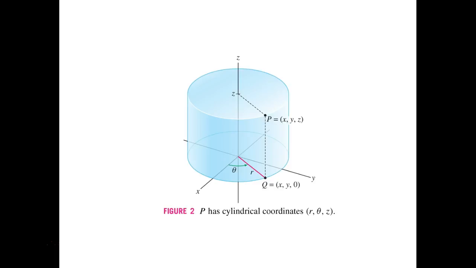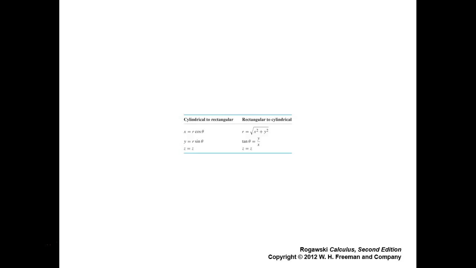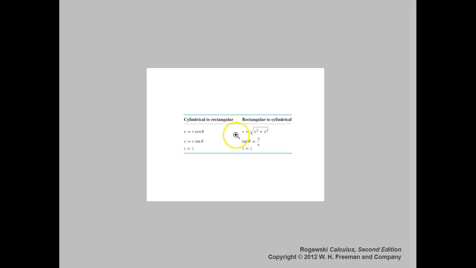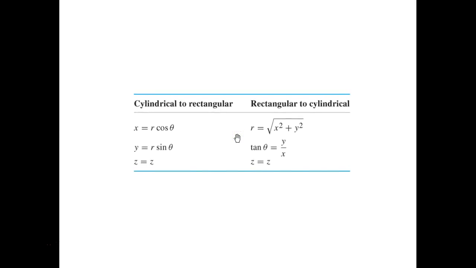Okay? In 3 space, r, theta, z; or x, y, z. They go back and forth. Okay. And anything that has some cylindrical symmetry, this is a system that would be far better to use. Now here are your conversions. Actually, it's easy to do it from here. Going back and forth between cylindrical and rectangular.